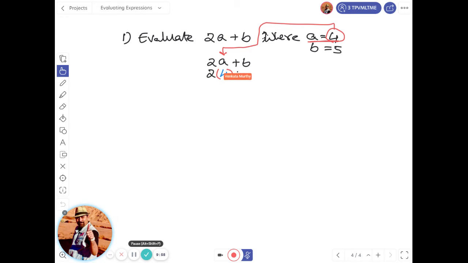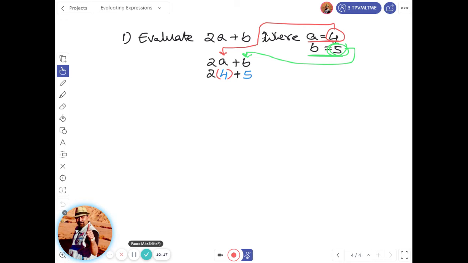Next, plus b. What's the value of b? You see that the value of b is given as 5, then that value is to be plugged in the place of b. Therefore, it is 5 in the place of b.